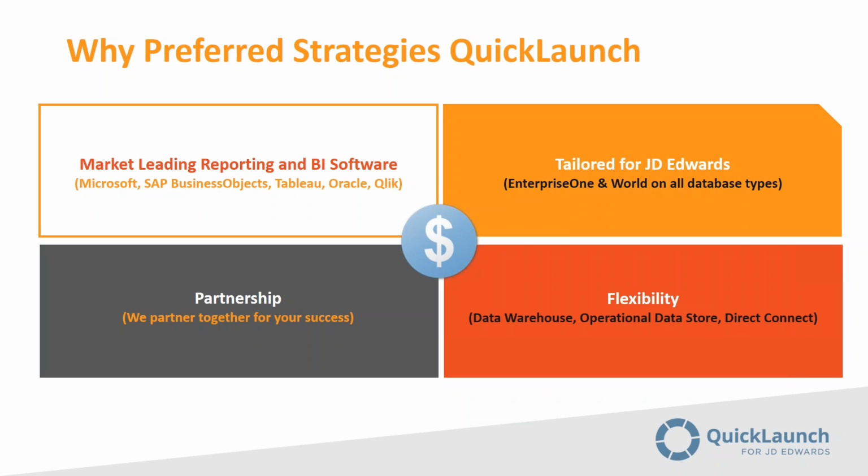We also provide the flexibility. If you want to do direct connect, real time, we support that and have the solution for that. If you want to mirror your data, we have a solution for that. Create a star schema data warehouse, we have a solution for that. So regardless of what your fit is, Preferred Strategies has that layer and that model and that pre-built content already available.